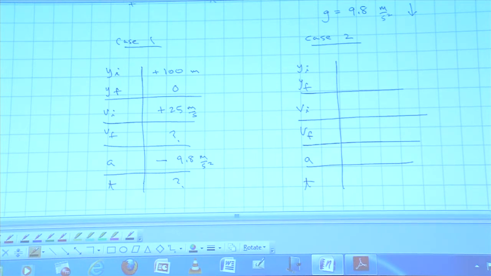How about our other case, case 2? Initial position, same, right? Final, same. How about the velocity? That's a little different, right? Because it's going in the downward direction, which is our negative direction. And V final, we don't know. That's what we're looking for. Acceleration is the same.